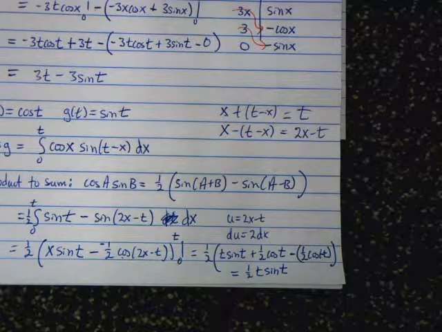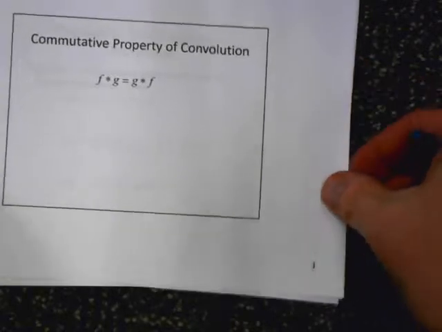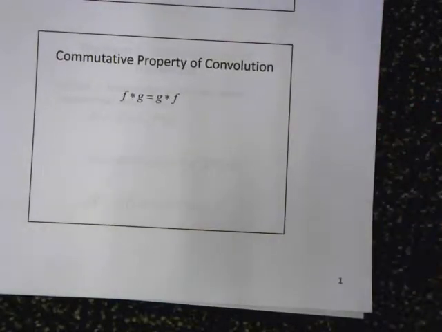Questions on that? All right, so back to convolution. Commutative property of convolution. A convolution happens to be a commutative operator. F star G is the same as G star F.